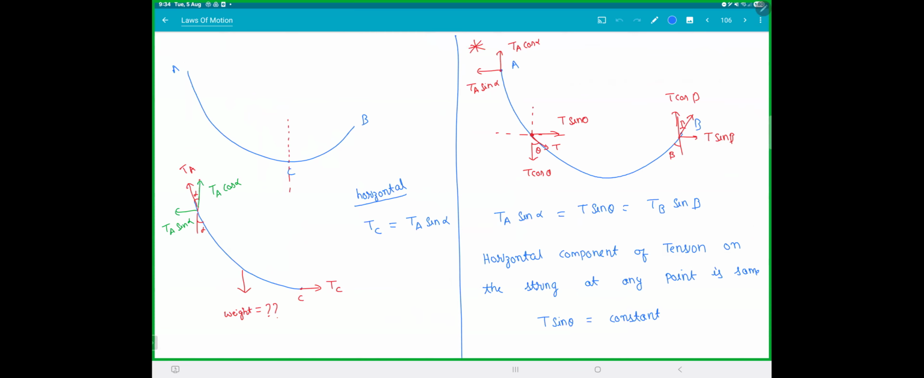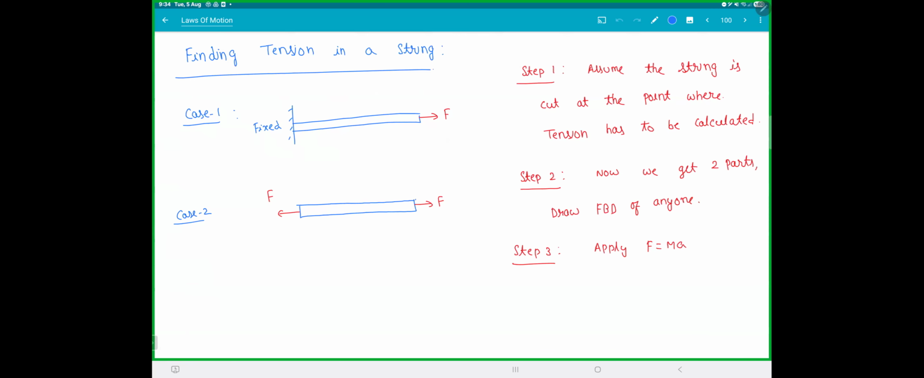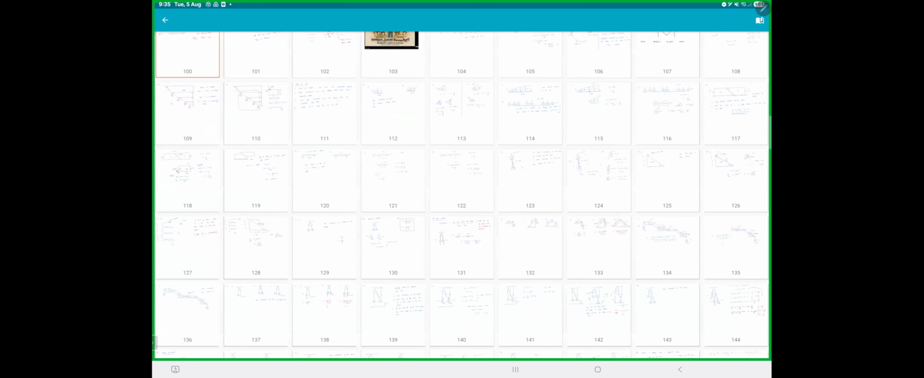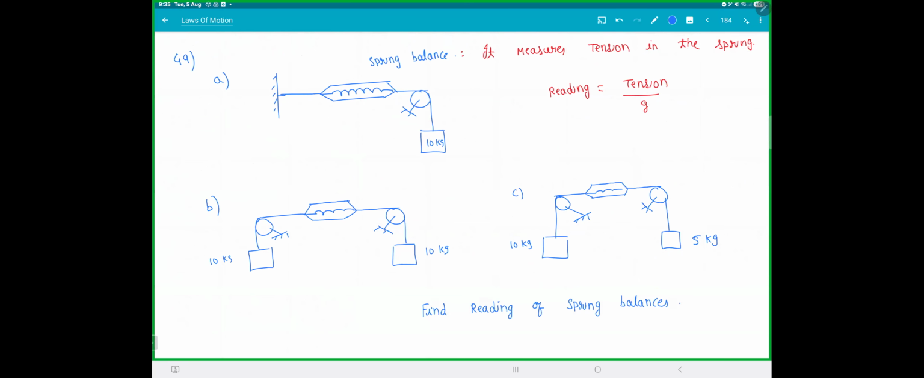Whenever you want to find tension, what do we do? Step 1, assume the string is cut at a point where the tension has to be calculated. Now we get 2 parts. Draw the FBD of any one, then apply F is equal to MA. This is the process for finding tension. You have steps for literally everything that we did. Let's see the first 2. First 2 are easy. Both are 10 only. You won't get 0 in the second case.